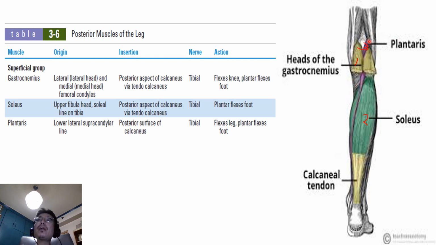Finally, we have the thinner strip of muscle deep to the gastrocnemius. This muscle here is called the plantaris. It originates from the lower lateral supracondylar line while it inserts into the posterior surface of the calcaneus. It's innervated by the tibial nerve, and the function is to flex the leg and plantar flex the foot.